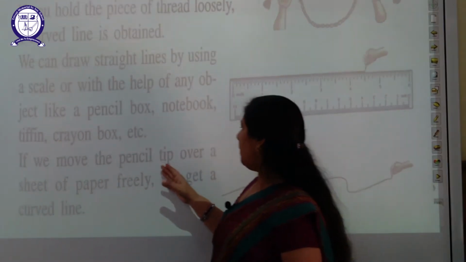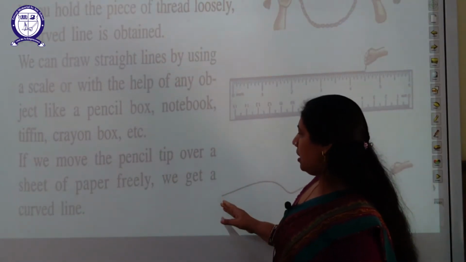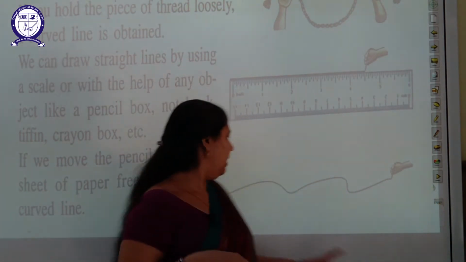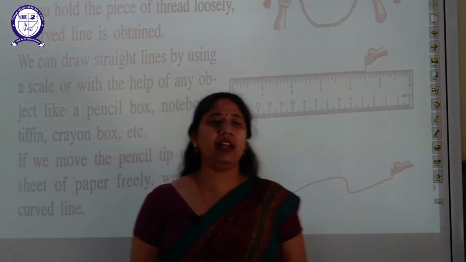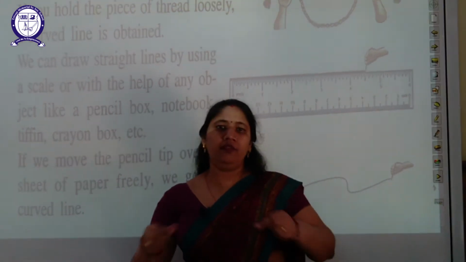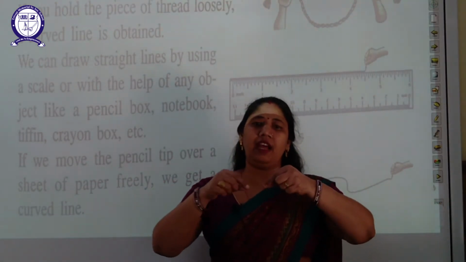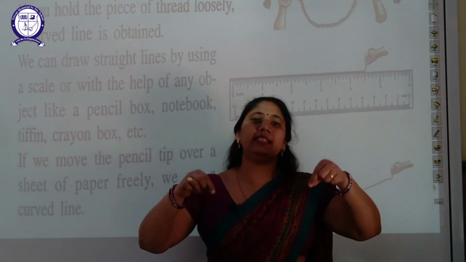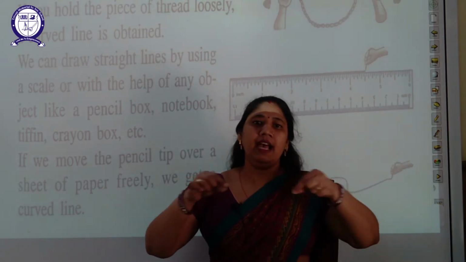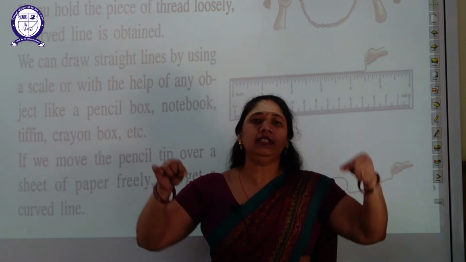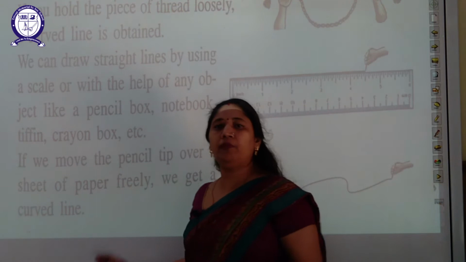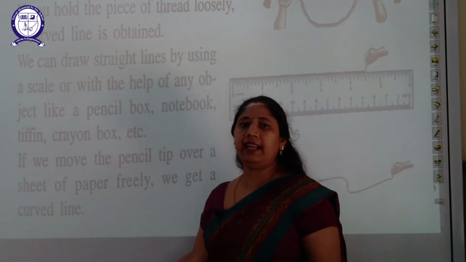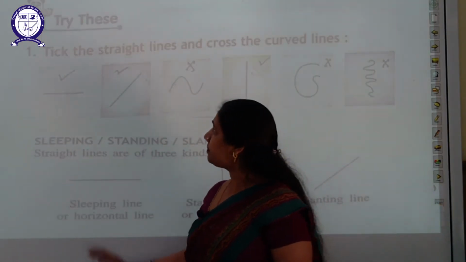If we move the pencil tip over a sheet of paper freely like this, that is called a curved line. So we take a thread, when we loosen it, that creates a curved line, and when we stretch it, that creates a straight line. Okay, you have to practice the straight line and the curved line, beta.